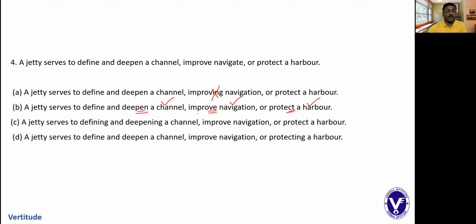Let's see. To defining. Look again, they have put -ing after the to-infinitive. I said after to-infinitive, V1 form should be there, no other form. So defining has gone wrong. The sentence is wrong: jetty serves to define and deepen a channel, improve navigation or protecting. Here protecting has spoiled it. So we have second option B as our answer. So B is our right answer.